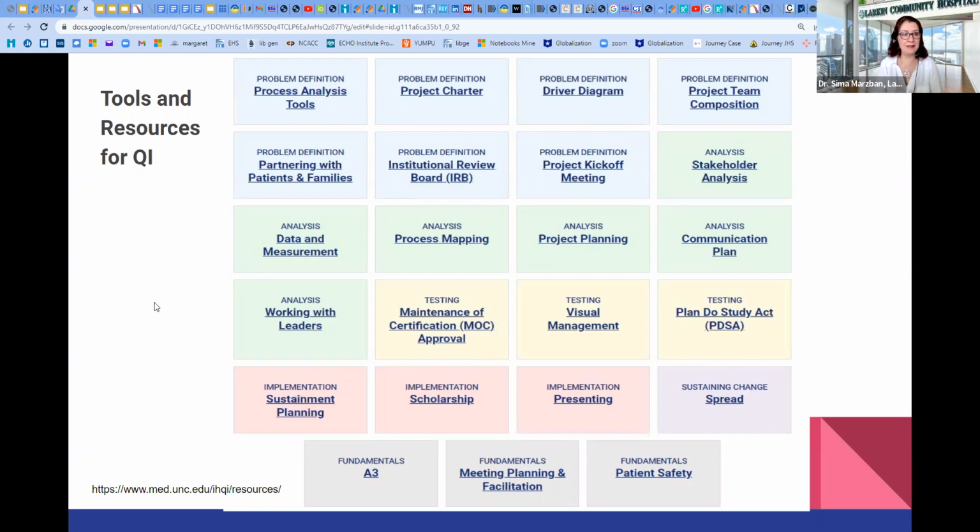In my last affiliated university, the School of Medicine at UNC, we had different types of resources for everything. You see here, process analysis tools, project charter, driver diagram, project team composition, a stakeholder analysis. There are many resources around for quality improvement project methodologies, tools and toolkits and insights that you need to define a well-developed quality improvement project. And we talked that a well-developed quality improvement project is a project with precise, predefined, measurable objectives and outcomes, and with a time-bound and realistic approach for change. So this is another resource that I can introduce. It's publicly available for all of you.